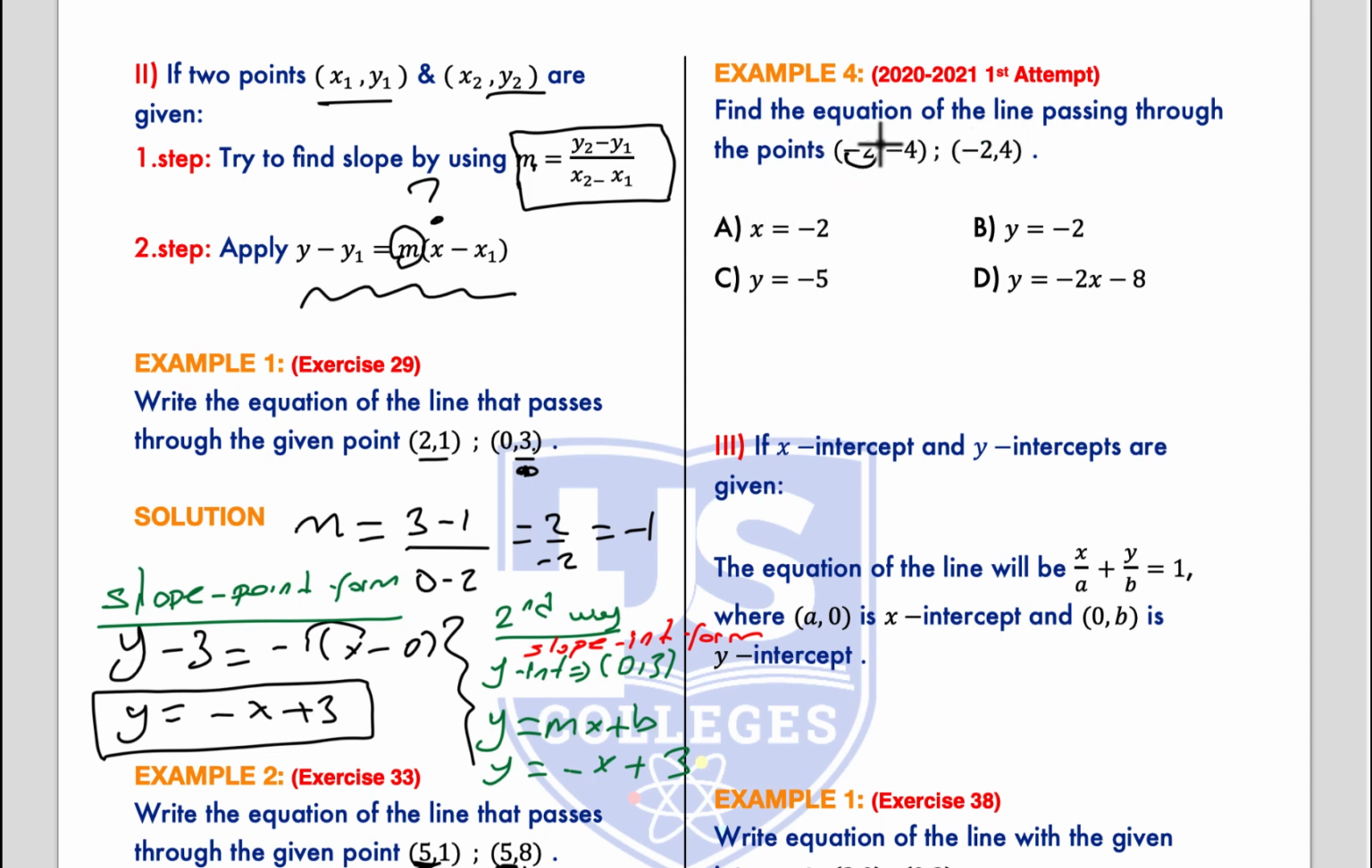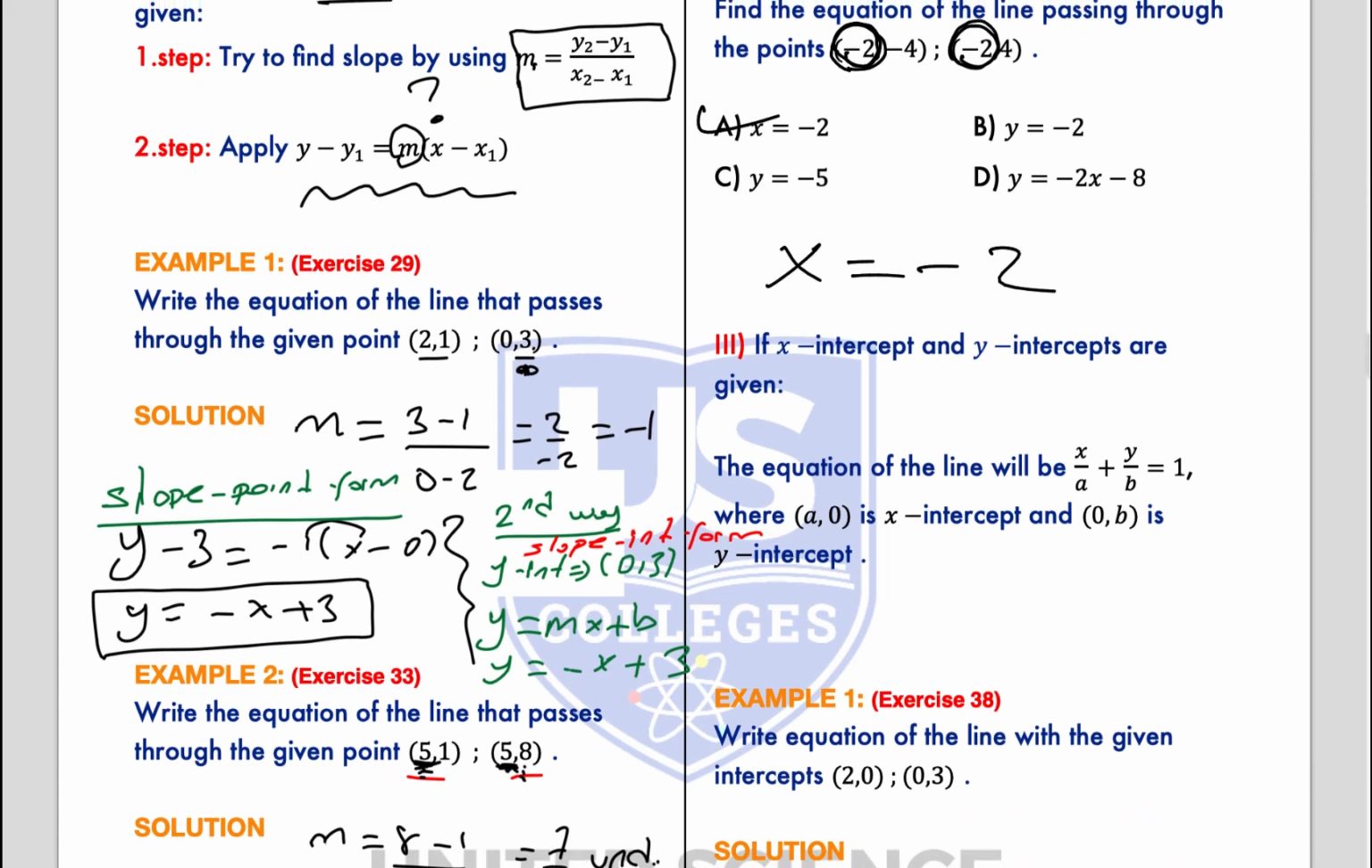So similarly, look at the points. In both of the points, you have the same x values, -2. If you have the same x value, then this equation is directly x equals that same x value. X equals -2. See how easy it is? By just eyes, you can answer the question.